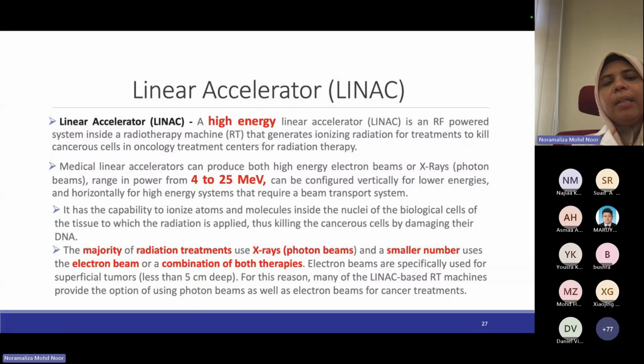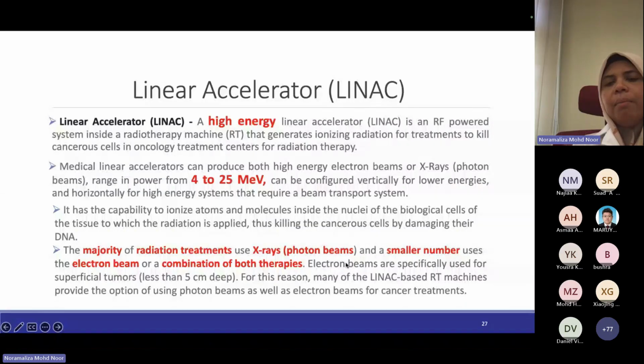we know that when we use high energy, it is capable of ionizing atoms and molecules inside the nuclei of the biological cells of the tissue to which the radiation is applied, thus killing the cancer cells by damaging their DNA. That's why the majority of radiation treatment uses X-ray photons, and a small number use electrons or a combination of both therapies. It really depends on the oncologist, whether they want to use photon beams only, or combine X-ray and electron beams.